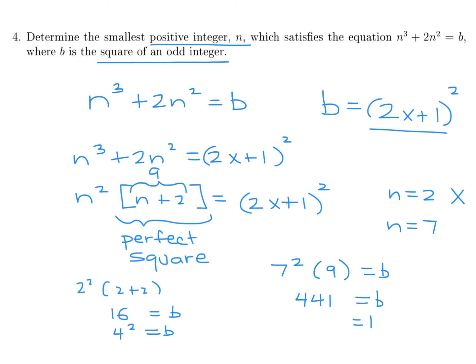What is 441? That's 21 squared. Is 21 an odd integer? The answer is yes. So this all matches up, and it does so for n equals 7. And they wanted the smallest positive integer n, so we don't need to keep going here because we got one that works. So there you go. Number 4, the answer is n equal to 7.